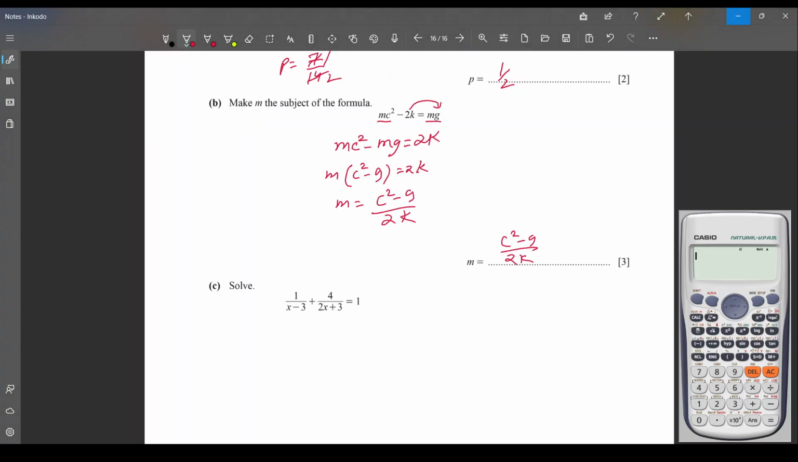Oh, sorry, it should be because we are shifting down. This 2k is already there, so c square minus g will be shifted down. So m is 2k divided by c square minus g, like that.